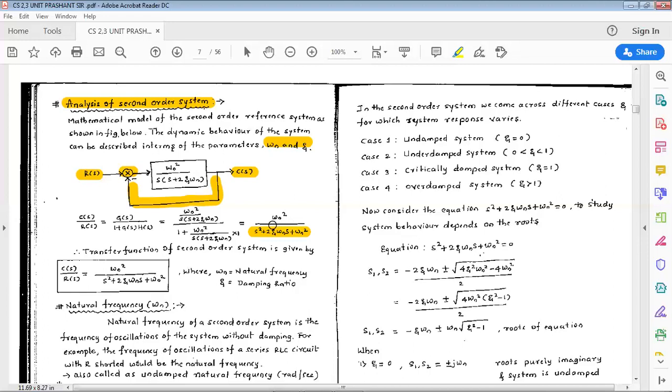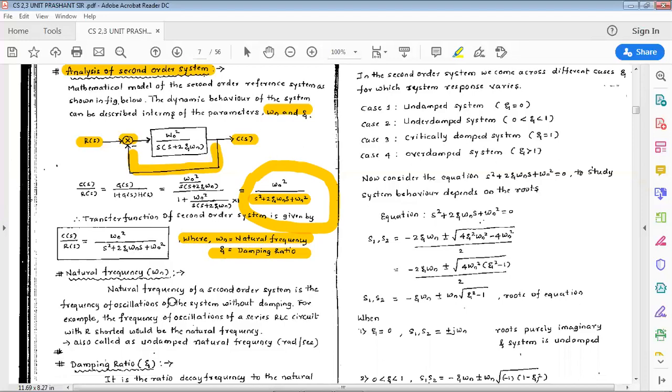Now onwards, we'll use this standard equation. This is the second order standard equation. We are making use of this in the next coming concepts. So C of s by R of s is equal to omega n square divided by s square plus 2 zeta omega n s plus omega n square, where omega n is the natural frequency and zeta is the damping ratio.